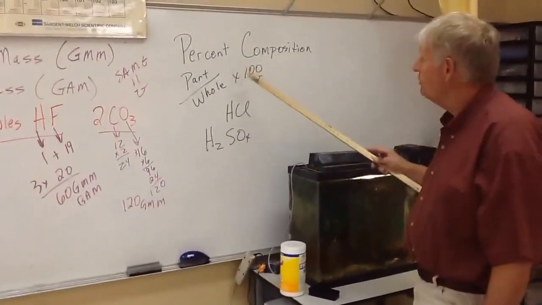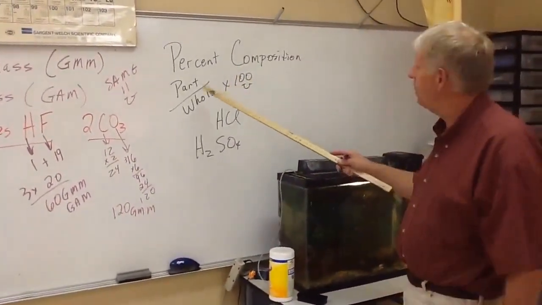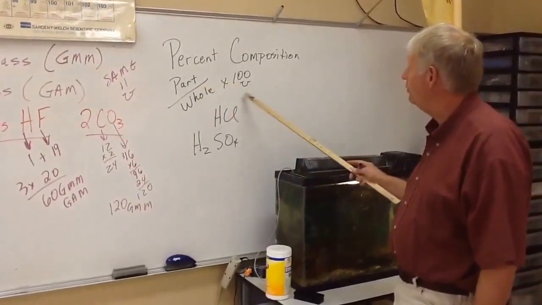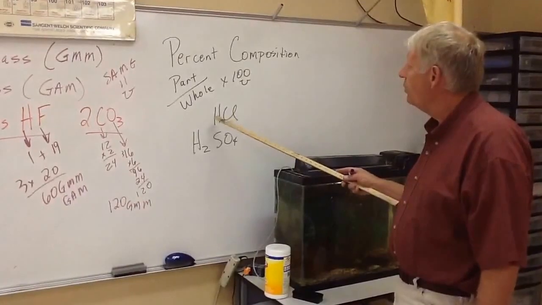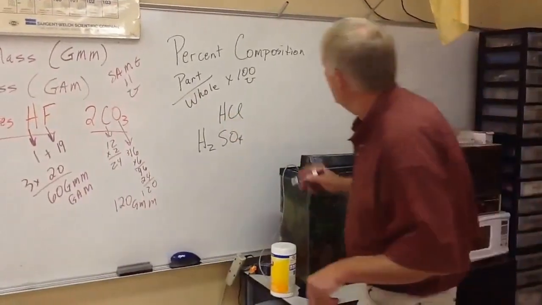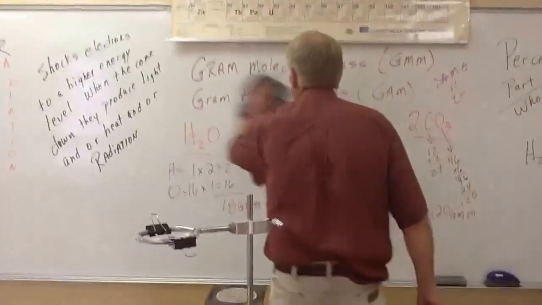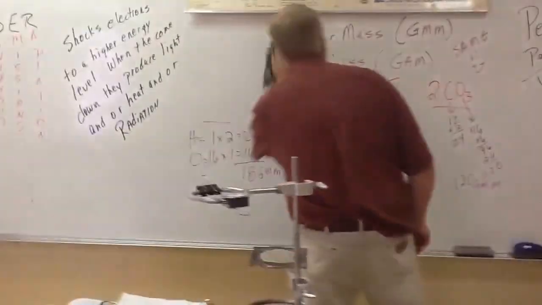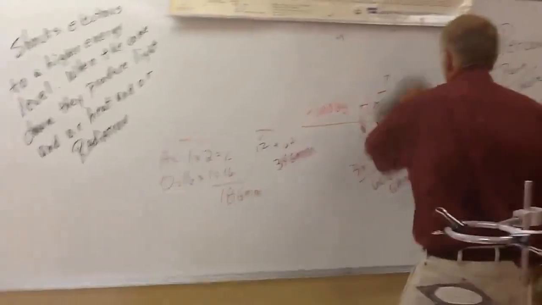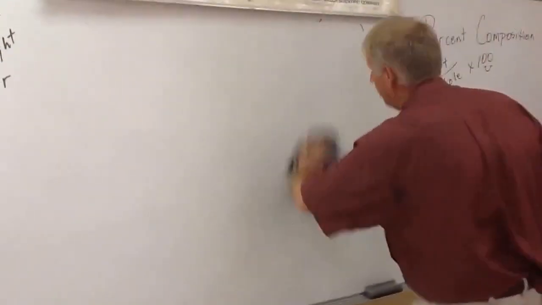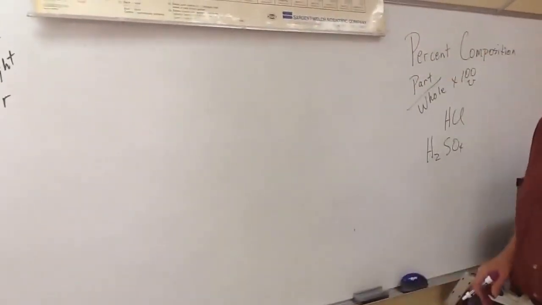Okay. Now, no matter where you're at, percent is always part divided by whole times 100. So now we can take different things, like for example, hydrochloric acid. Now, we're going to do the same gram molecular mass to determine this, and that's going to determine the whole and the part. So, in percent composition, which is extremely important to chemists, we want to know what percent there are of different things.